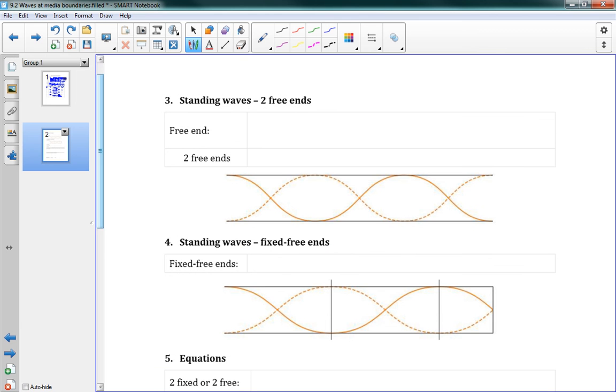And the next category, the next thing that we have, that was two fixed ends. Now we're going to look at two free ends. So a free end is where the end of the medium can move freely. So it will have an antinode at that point.